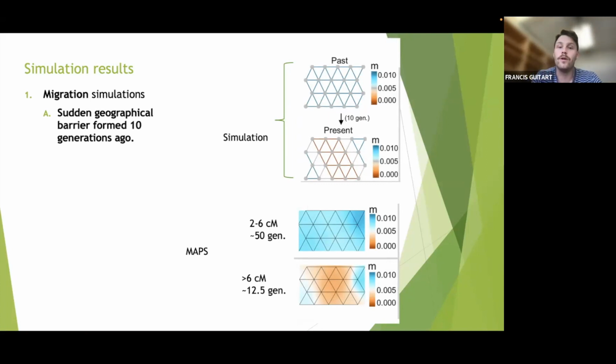What we're seeing is a really good recapitulation of the history. Their MAPS modeling for IBD tracks between 2 and 6 centimorgans, which is on average around 50 generations ago, or around 1500 years, shows again that homogeneous migration between all subpopulations. But when we get to greater than 6 centimorgans, which on average is 12.5 generations, but which can be even closer, we're seeing this sudden drop in migration right down the middle, which is a little bit wider, but it looks like it recapitulates the simulated data quite well.